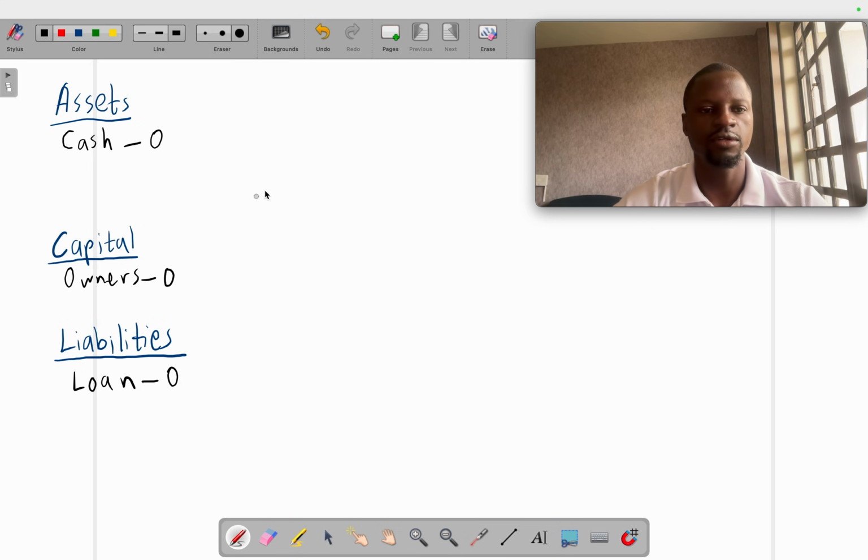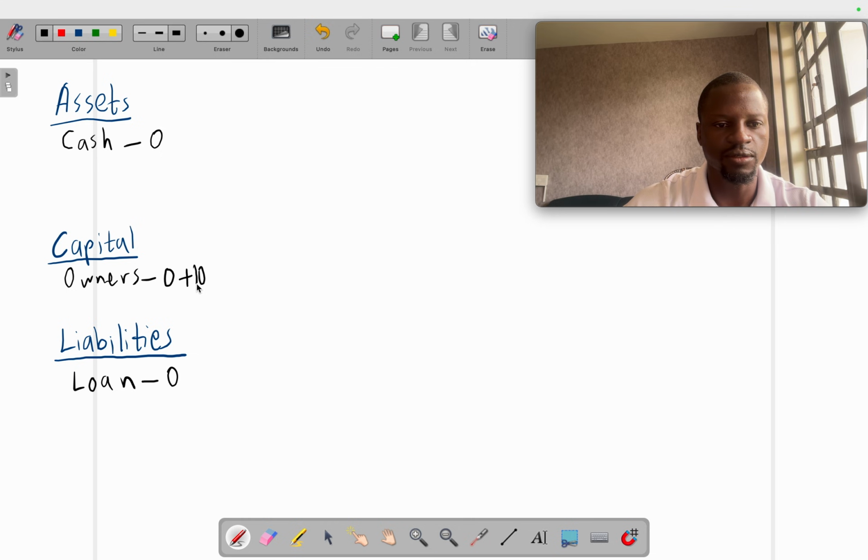It's a clean record. So the owners decide to put into the business 1,000 worth of value. So 1,000. So they put in cash. So for this to be a complete record, we show that the money came from the owners. So record where the value came from as 1,000 in capital, and where it ended up as assets, in cash.